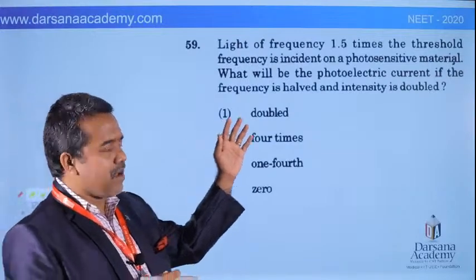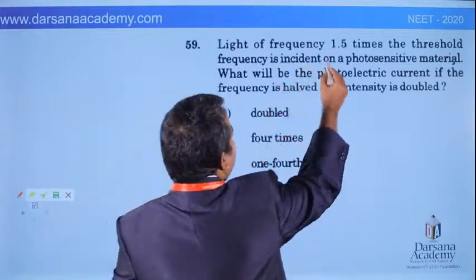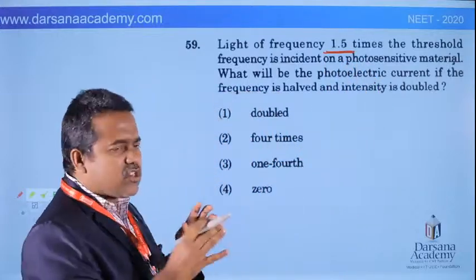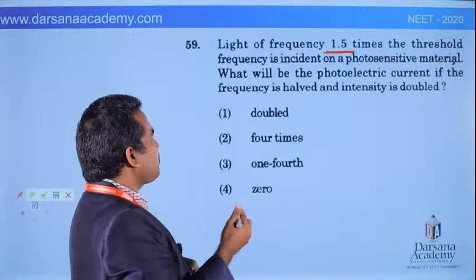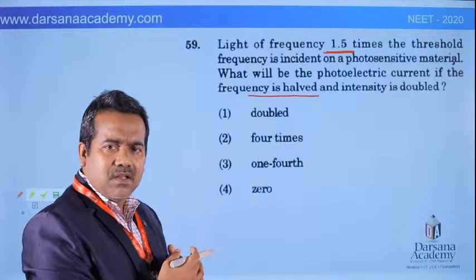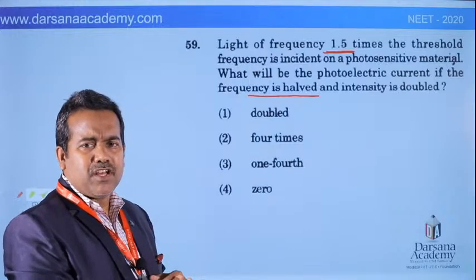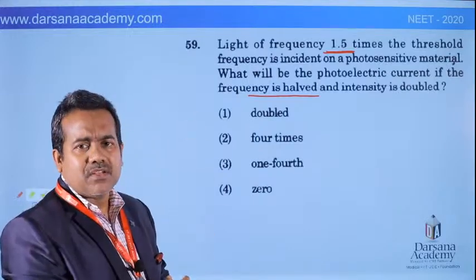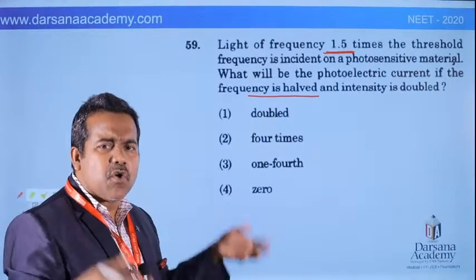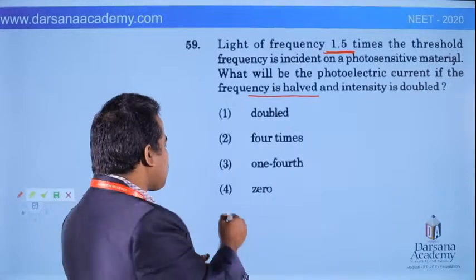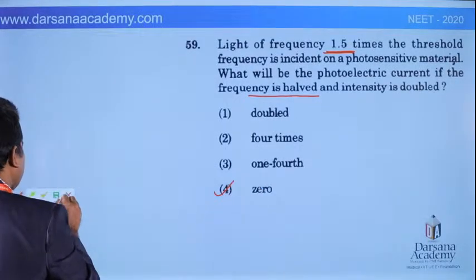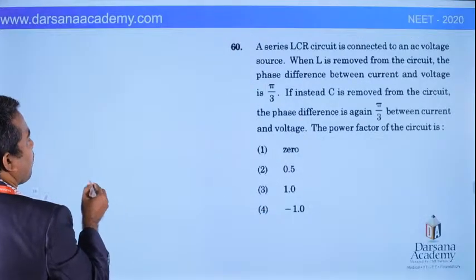But students, here the first one, light of 1.5 times the threshold frequency is incident, but the frequency is halved, so 1.5 by 2, which is less than nu zero. When the frequency decreases to less than nu zero, there is no chance for the photoelectric effect. So 0 is the answer. A good question. Now, number 60.